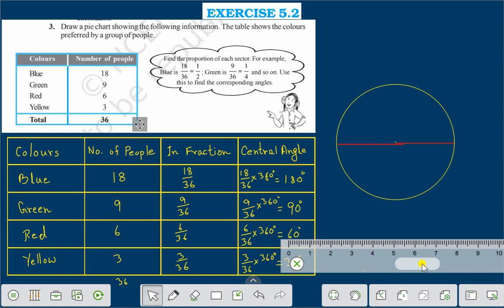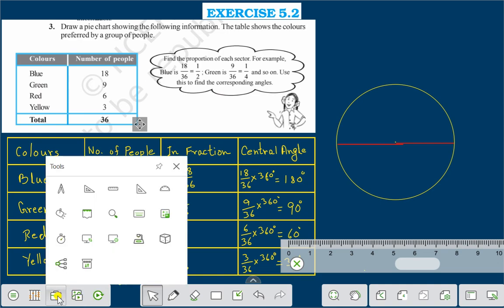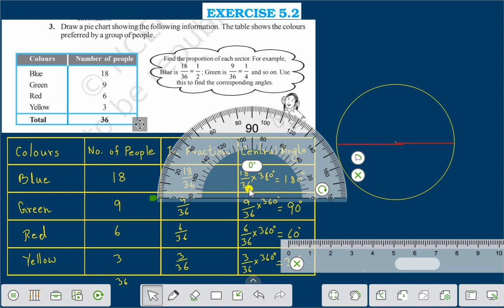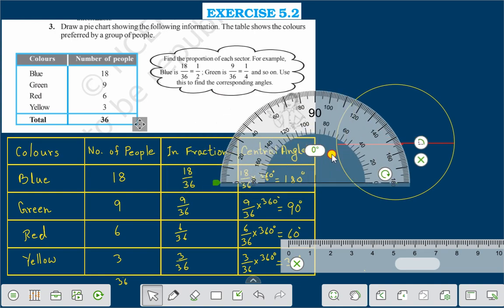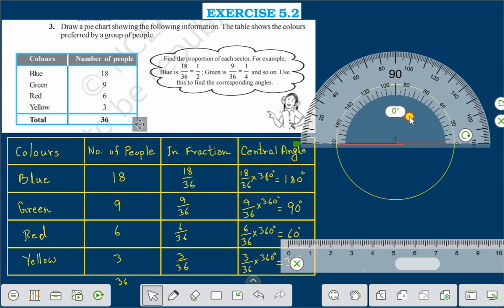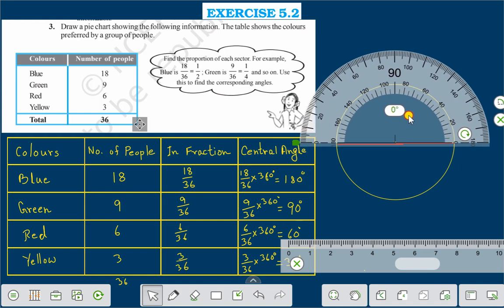Let us make 90 degree with the help of protector. Let us take a protector first. Put the protector in the right position and make 90 degree. This is 90. You see, this is exactly 90 degree.